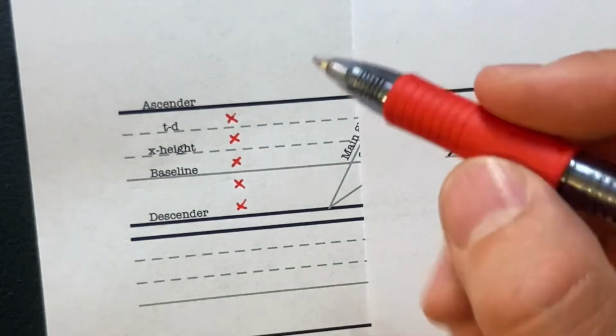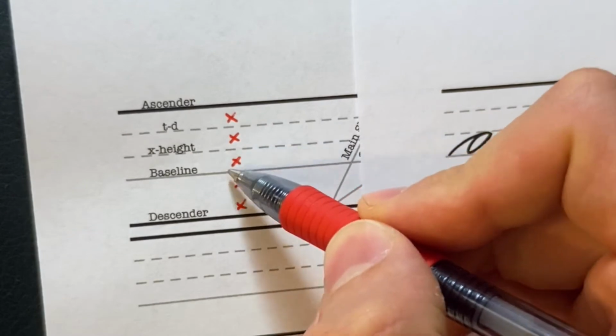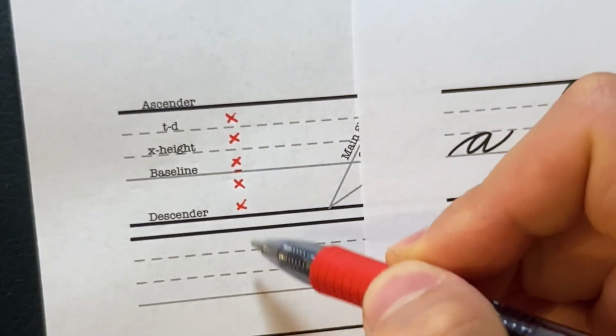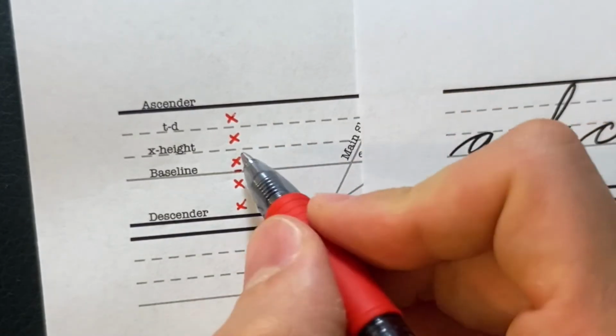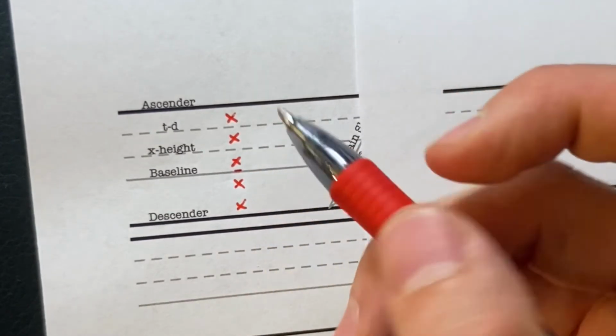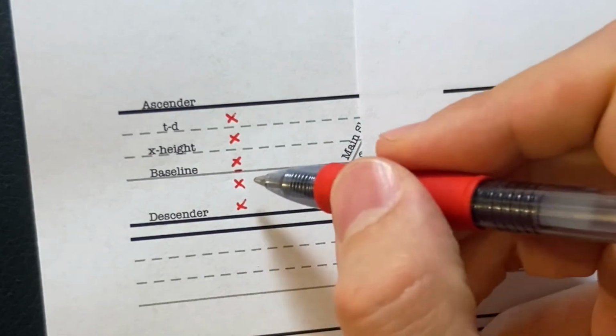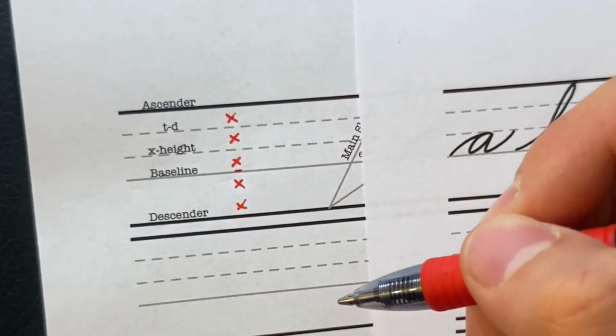So what you might notice is that above the X height, we have 2 X height spaces. And then below the baseline, we have 2 X height spaces. So this X height space between the baseline and the X height line is really the center point of our grid. And then we have equal spacing above and below. All right.